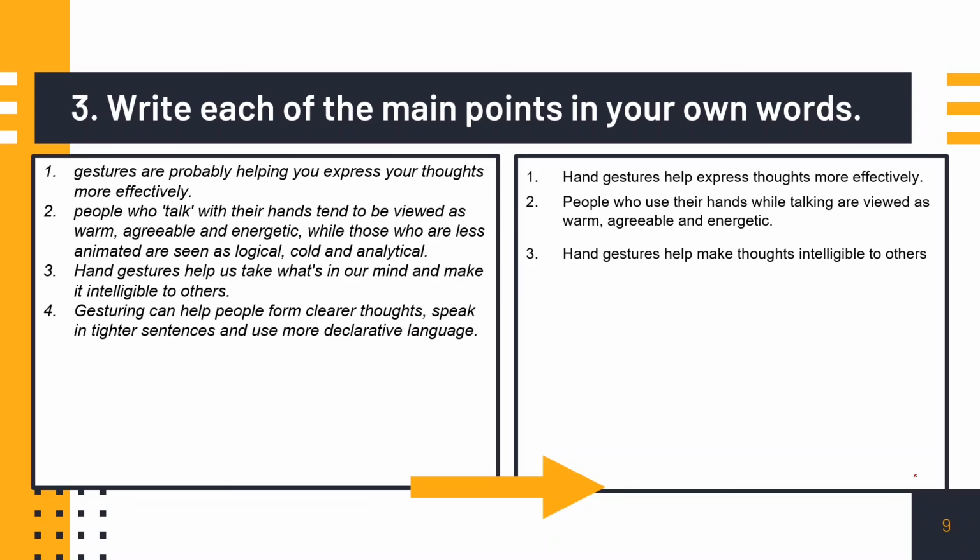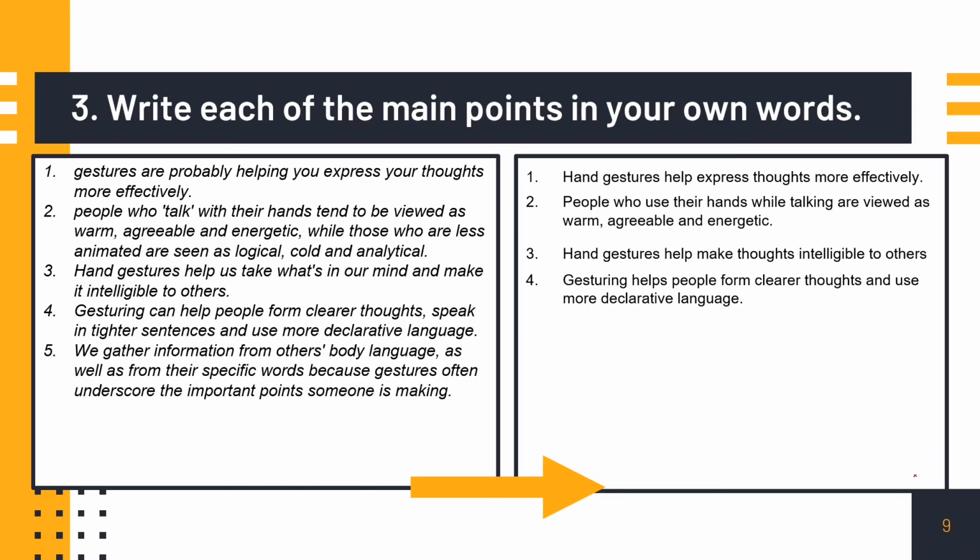The fourth main point says, gesturing can help people form clearer thoughts and speak in tighter sentences and use more declarative language. The example would be, gesturing helps people form clearer thoughts and use more declarative language. The fifth main point says that we gather information from others' body language as well as from their specific words because gestures often underscore the important points someone is making. Here we said we can gather information from body language and determine the importance of what is being said.